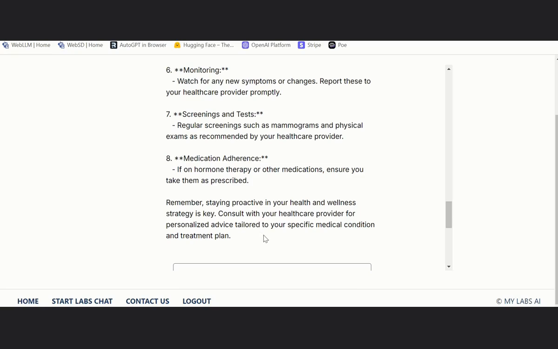So this AI app gives the patient responsible advice. It doesn't say, trust me alone and let me take care of you, don't ever talk to your doctor again. It does not say that. It encourages the patient, that's why doctors should support it. It encourages the patient to consult with your health provider, that's the doctor himself or herself, for personalized advice tailored to your specific medical condition and treatment.